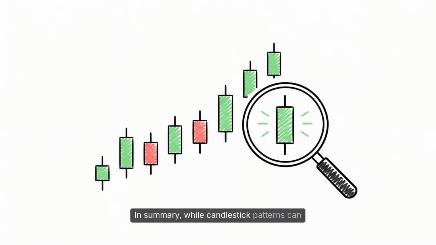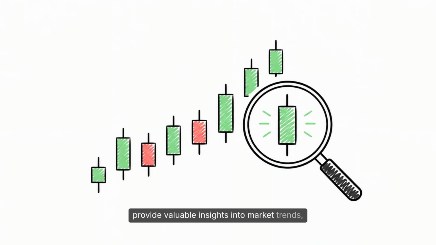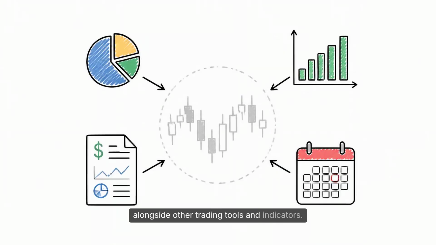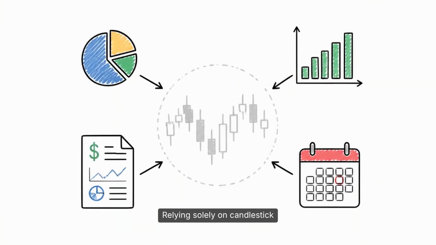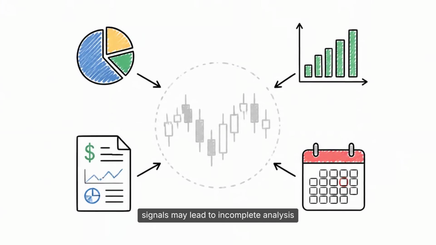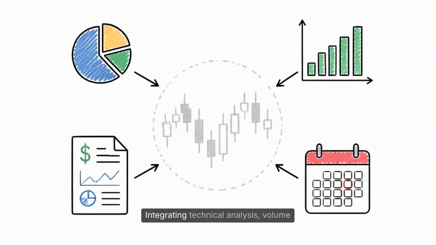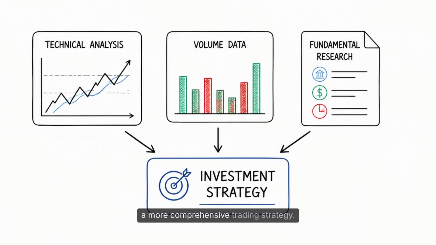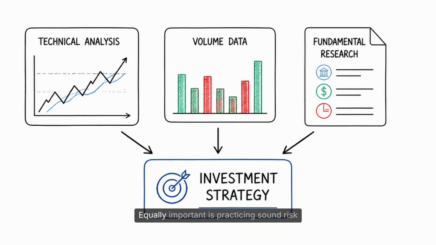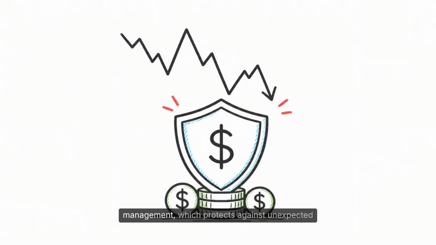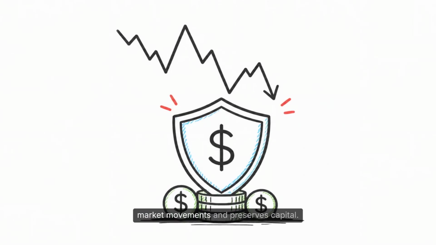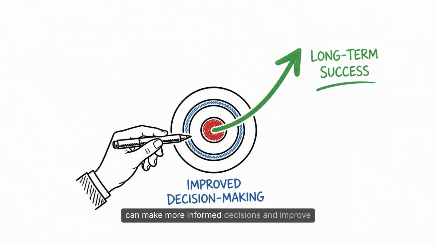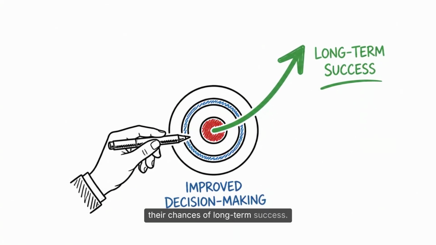In summary, while candlestick patterns can provide valuable insights into market trends, their effectiveness is greatly enhanced when used alongside other trading tools and indicators. Relying solely on candlestick signals may lead to incomplete analysis and missed opportunities. Integrating technical analysis, volume data, and fundamental research helps build a more comprehensive trading strategy. Equally important is practicing sound risk management, which protects against unexpected market movements and preserves capital. By combining these approaches, traders can make more informed decisions and improve their chances of long-term success.